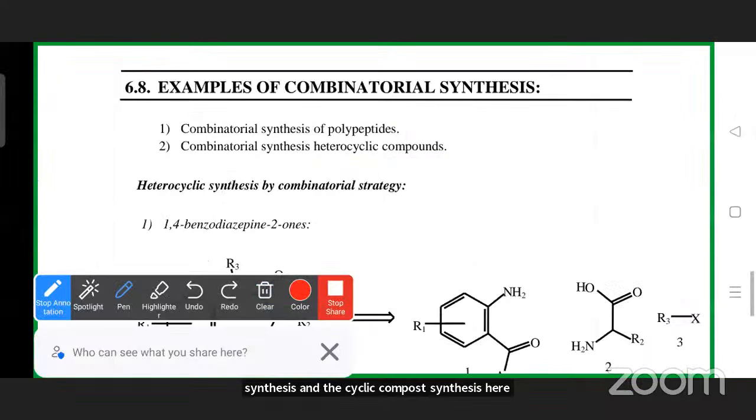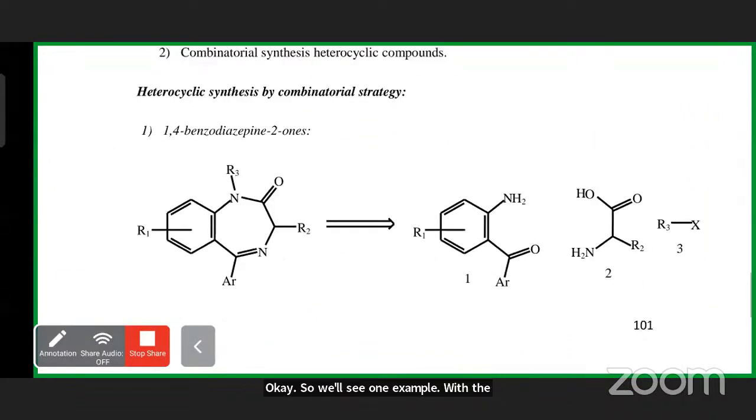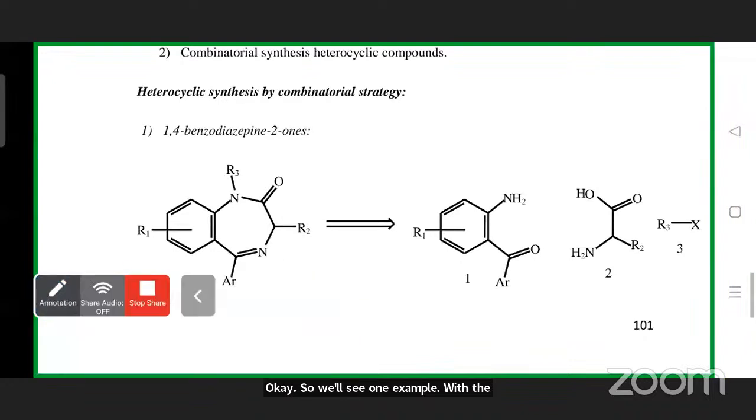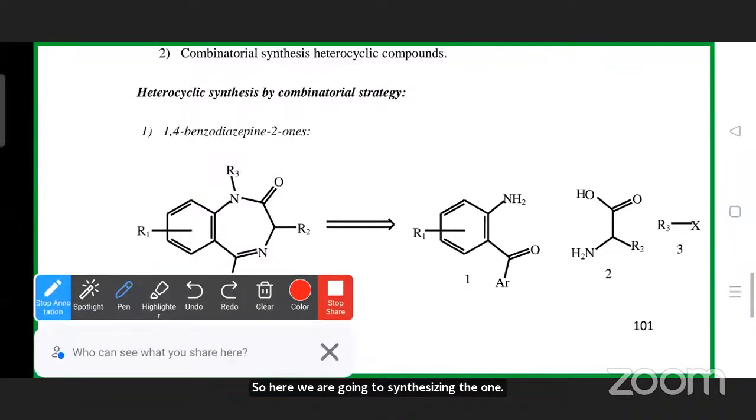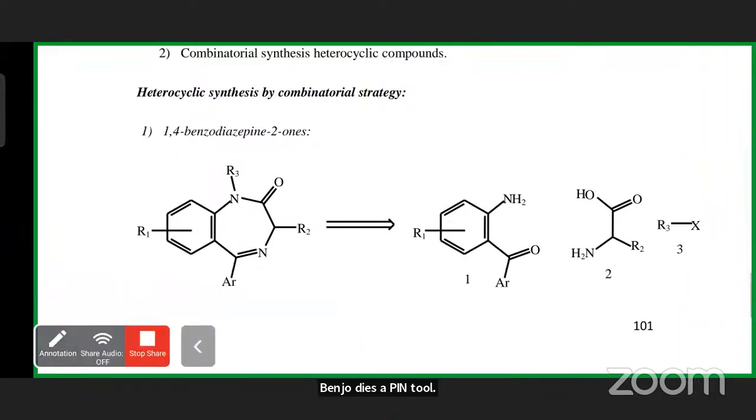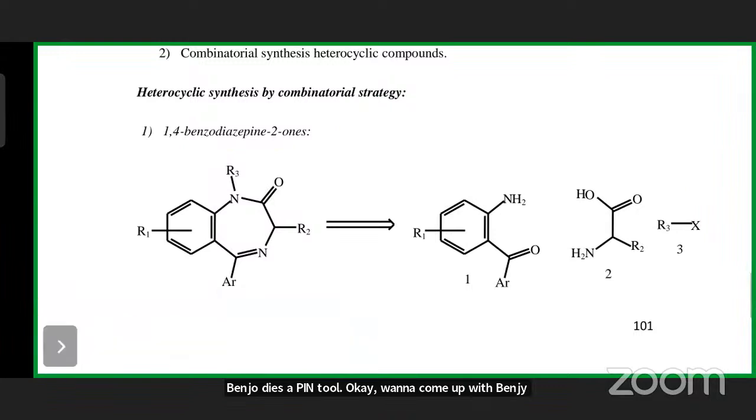Combinatorial synthesis is applied in two major fields: polypeptide synthesis and heterocyclic compound synthesis. We'll see one example of heterocyclic synthesis by the combinatorial strategy. Here we are going to synthesize 1,4-benzodiazepin-2-one. This compound is going to be synthesized by the combinatorial synthesis method.